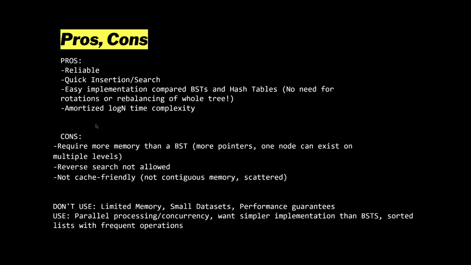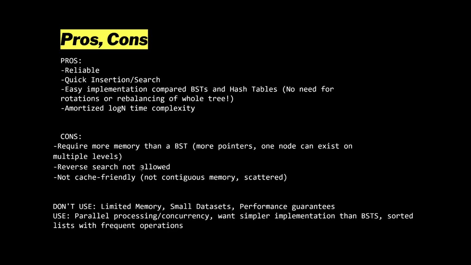The cons are that this requires more memory than a BST because each node can have more than 2 pointers, and then one node can exist on multiple levels, unlike a tree. So this is a lot more memory. Reverse search is not allowed, we can't go backwards, and it's not cache friendly because the items aren't stored contiguously like in an array, they're more scattered throughout memory.